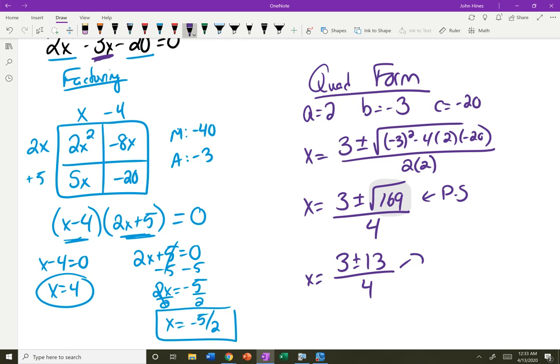So now I can split it. 3 plus 13 is 16, over 4, which equals 4. 3 minus 13 is negative 10. Well, negative 10 over 4 is negative 5 halves. And what do you know? We got the same answer whether we factored or used the quadratic formula.